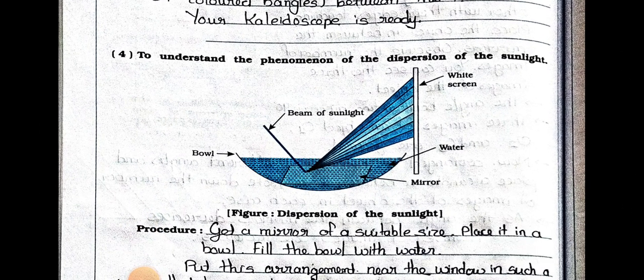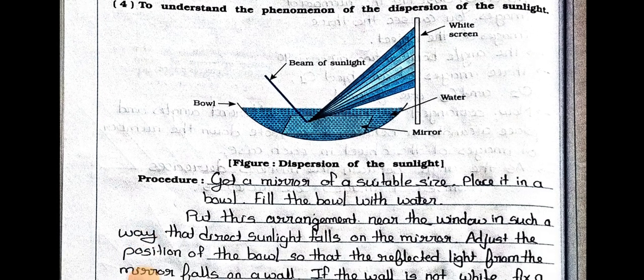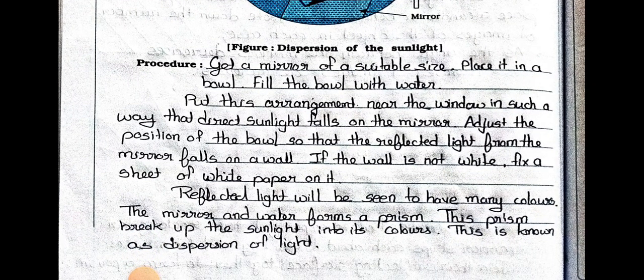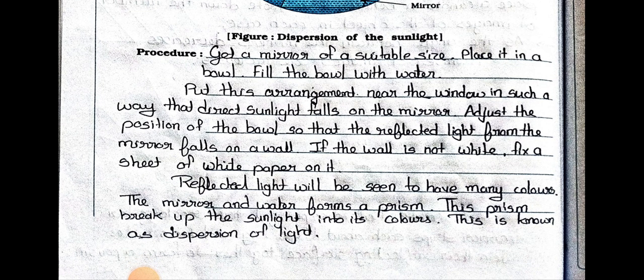Number 4. To understand the phenomenon of the prism dispersion of the sunlight. Now procedure. Get a mirror of suitable size. Place it in a bowl. Fill the bowl with water. Put this arrangement near the window in such a way that direct sunlight falls on the mirror. Adjust the position of the bowl so that the reflected light from the mirror falls on a wall.